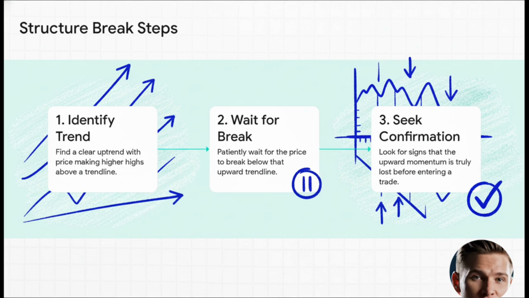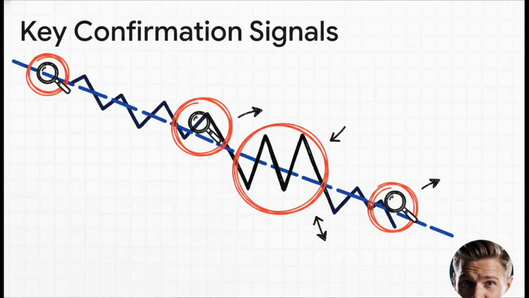First, you find a nice, clear, established uptrend. Second, and honestly this is the hardest part, you sit on your hands. You do nothing. You have to patiently wait for the price to actually break below that trend line. And third, even then, you still wait for one last piece of confirmation that the bulls have officially run out of steam.